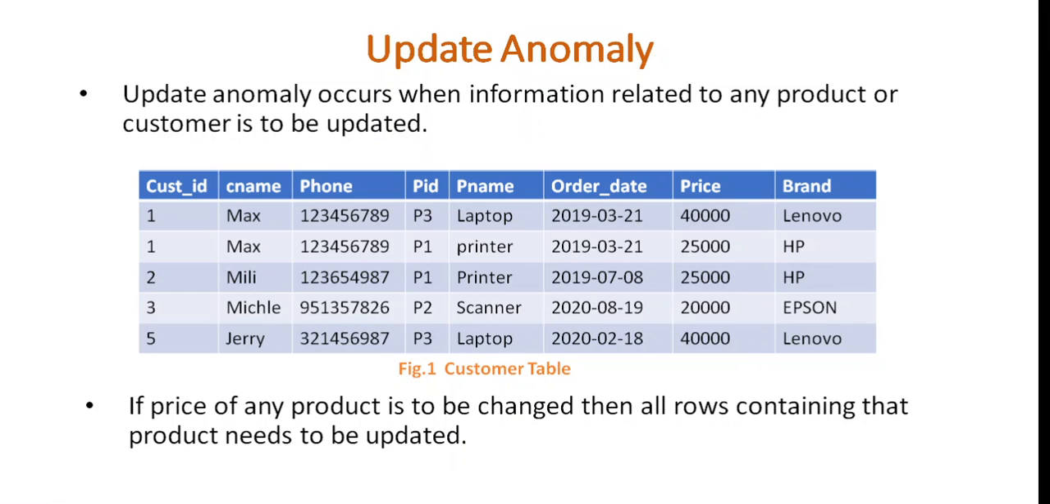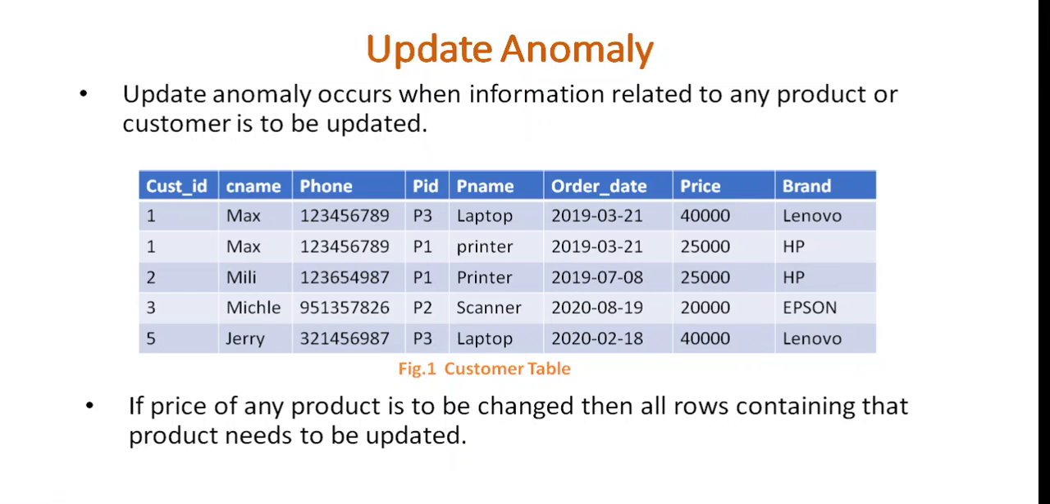So when redundancy or duplication of data is there, while updating any attribute we need to be careful that we are updating all rows. If by mistake we forget to update any of the rows, then it will result in inconsistency of data.